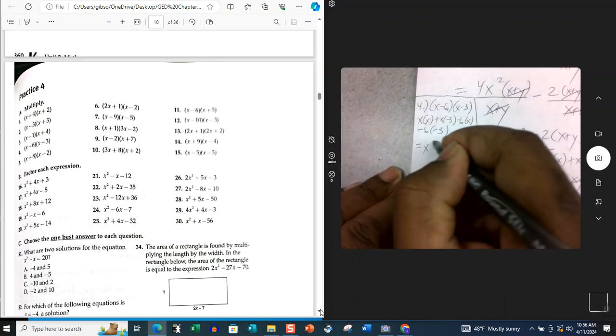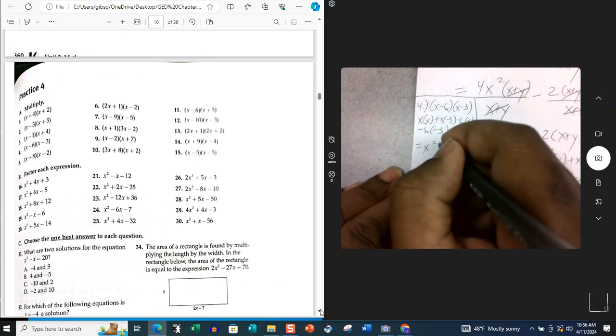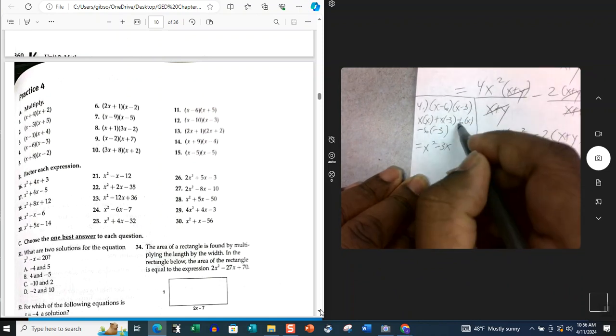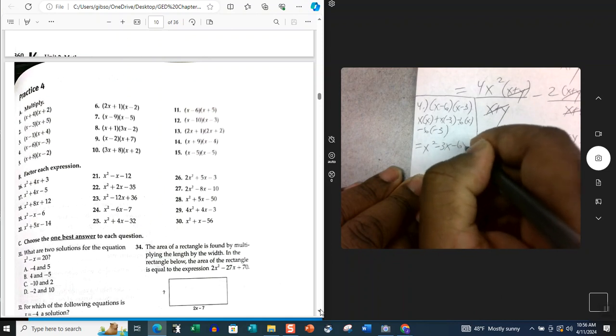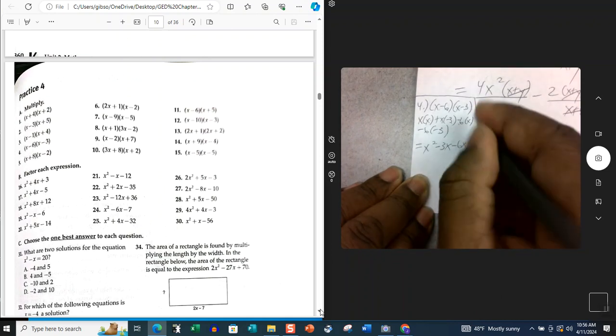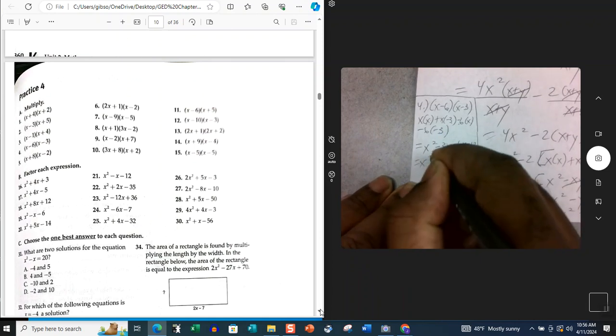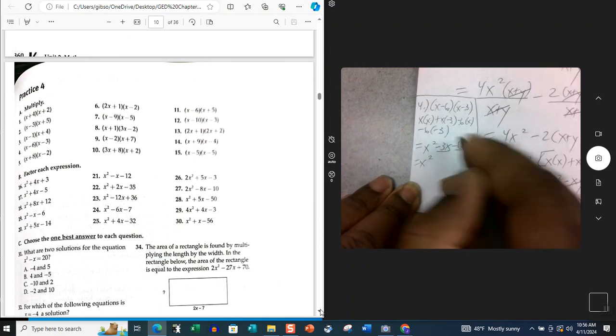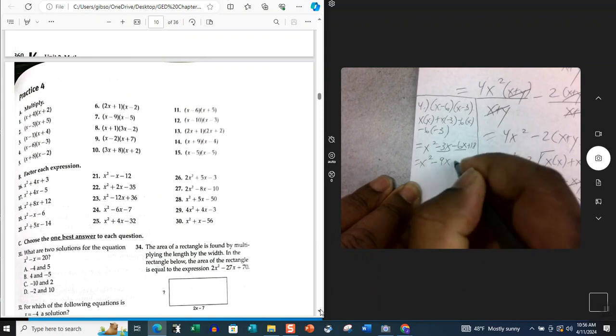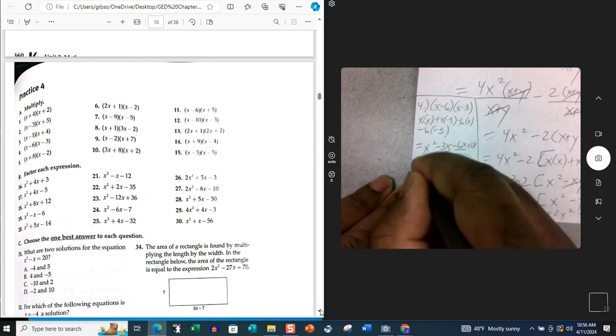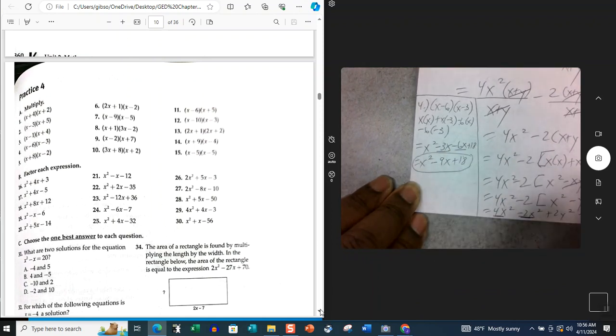x times x is x squared. x times negative 3 is minus 3x. Negative 6 times x is negative 6x. And negative 6 times negative 3 is a positive 18. So now we have x squared, negative 3x minus 6x is a minus 9x, plus 18. And that is our final answer.